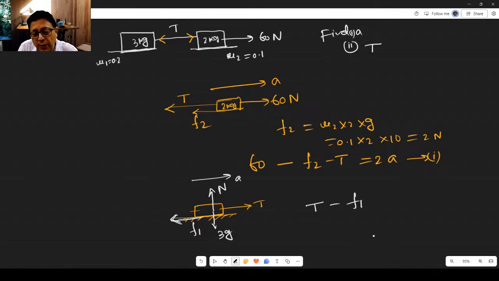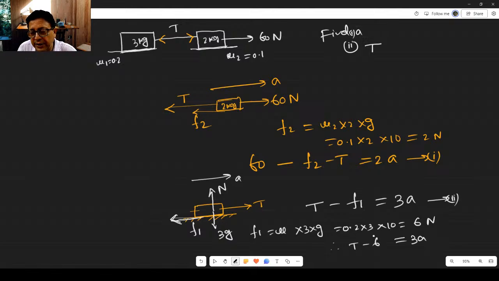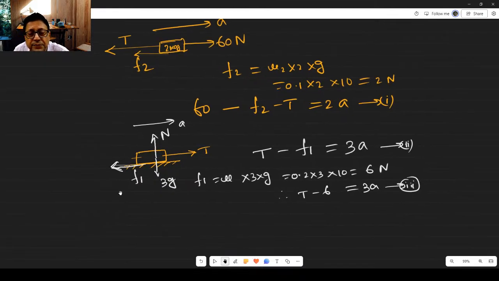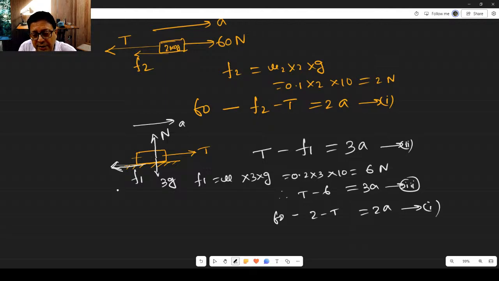So T minus F1 equal to 3 into A. This is number 2. And what is F1? Let us calculate. F1 will be mu into 3 into g. Mu is given, that is 0.2. 0.2 into 3 into 10. This is 6 Newton. Therefore, T minus 6 is equal to 3A. Taking this one as 3, and writing equation 1 just below it: 60 minus F2, that is 2, minus T equal to 2A. Number 1 I have rewritten here.